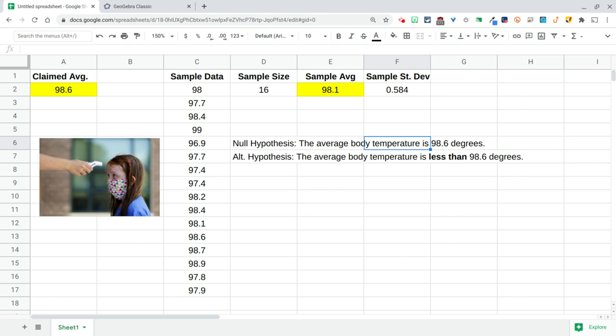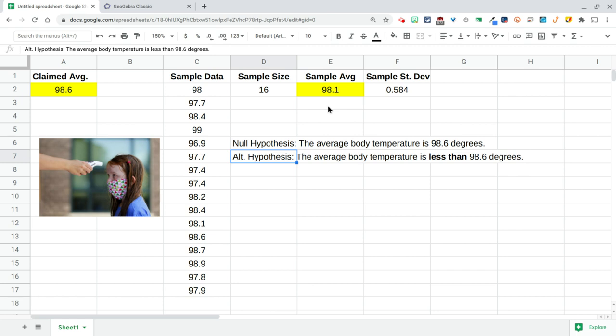But I've been collecting a lot of data lately from some random samples, and I've been finding that a lot of students are actually below 98.6 degrees. In this sample of 16 individuals, I found that the average was 98.1 degrees. And so my alternate hypothesis is going to be this. Based on the data I collected, I can't say it's 98.1 degrees, but I think that the average body temperature is less than 98.6 degrees.